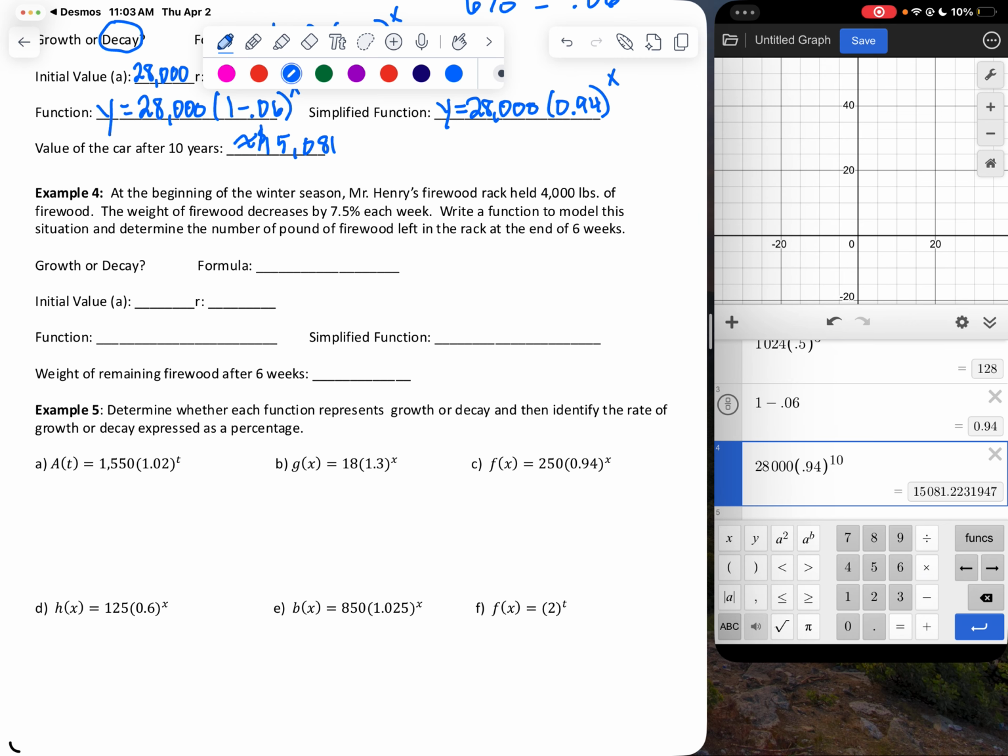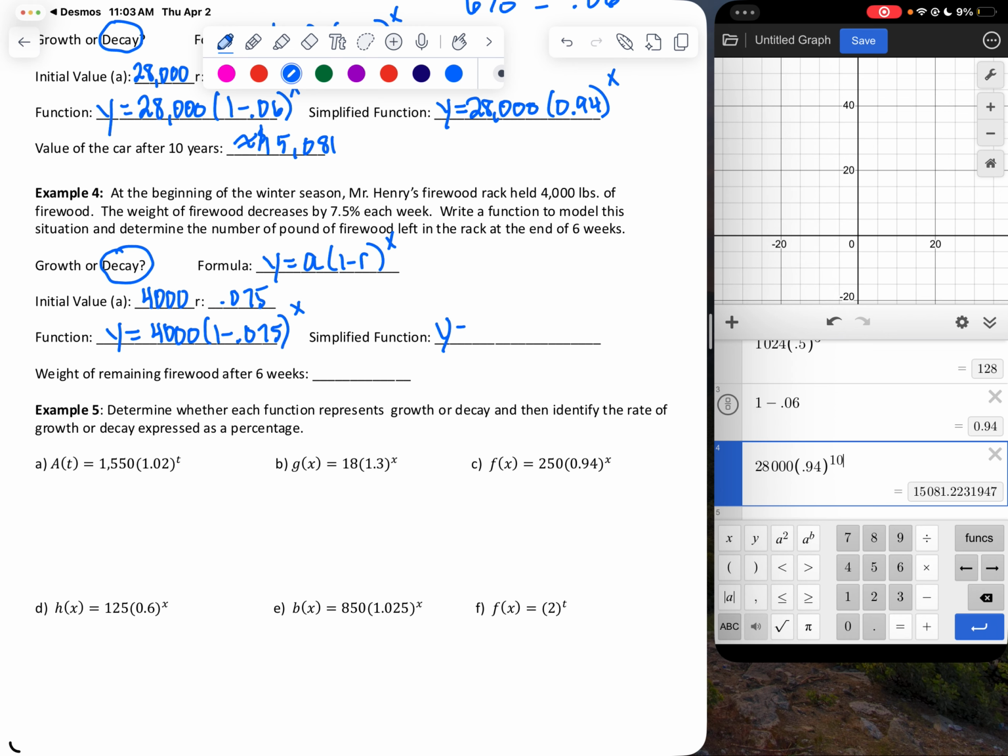All right, welcome back. Let's see how you did. Hopefully you said this was a decay situation, and the formula is y equals a times 1 minus r to the x power. Your initial value was 4,000. Your rate was 0.075. Your function rule: 4,000 times the quantity 1 minus 0.075 to the x power.